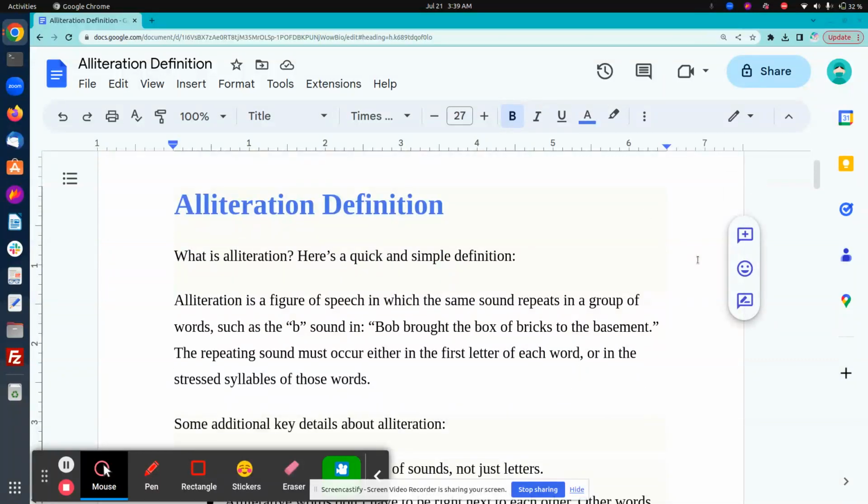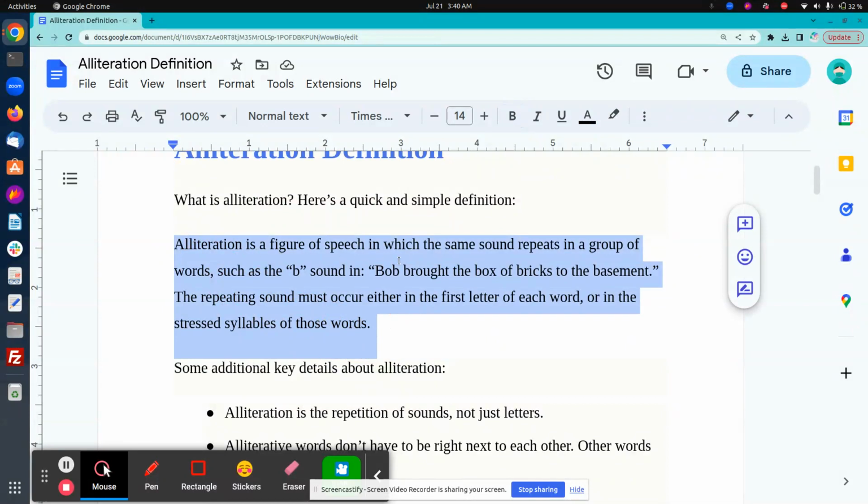Hello everyone. So today we're going to study another figurative device, a literary device, alliteration. So let's get started. What is alliteration? Here is a quick and simple definition.